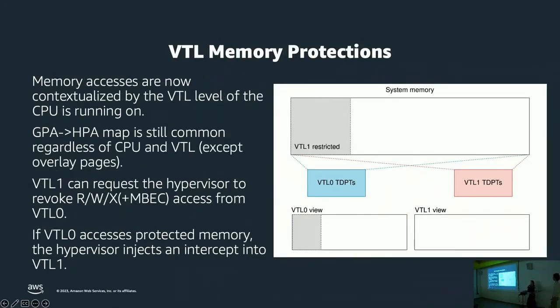And finally, VTL protections, memory protections. So that's how VTL1 would hide data from VTL0 or how it would prevent execution of unsigned binaries. The CPU, depending on which VTL it's running in, would have different access permissions to memory. Otherwise, the GPA to host memory mapping is the same for both, except overlay pages. So basically the biggest difference is just memory access permissions. VTL1 can request the hypervisor to revoke read, write, or execute access. If the hypervisor notices that VTL0 is trying to violate that access permission, the hypervisor can inject an intercept and notify VTL1 of the violation.